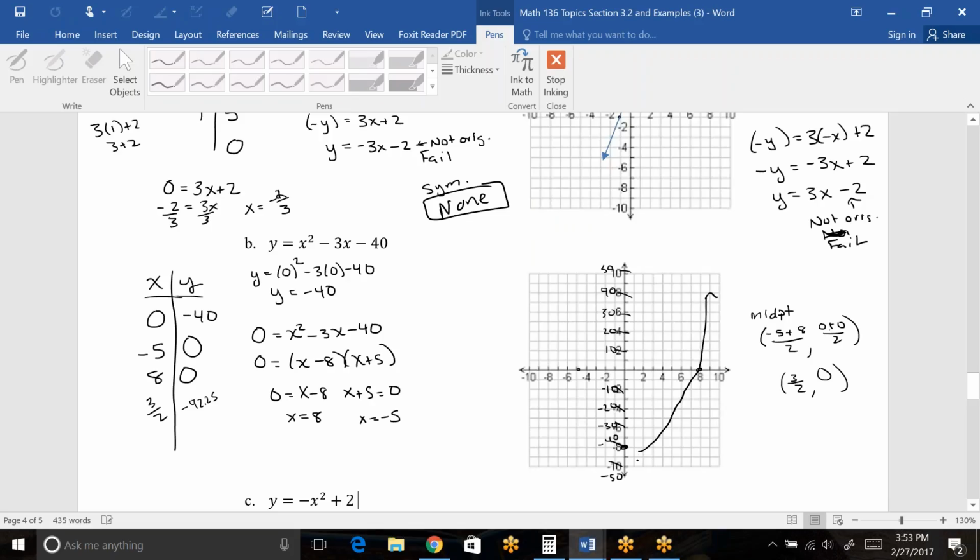So notice that I'm just going to connect this. This has that parabola shape. And hopefully you can draw better than I can with this pen. So we have this parabola type shape.